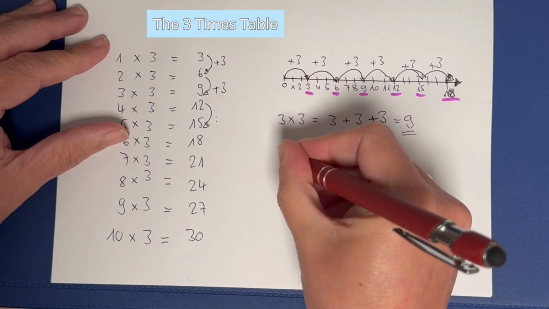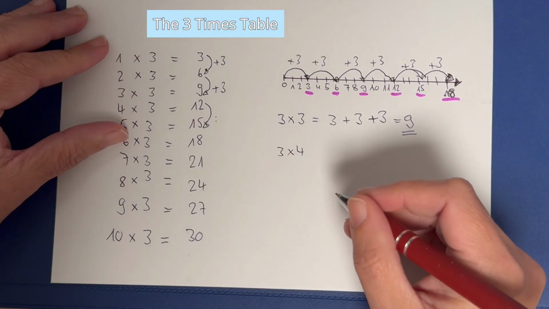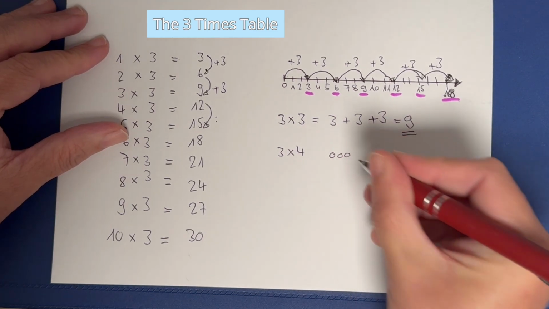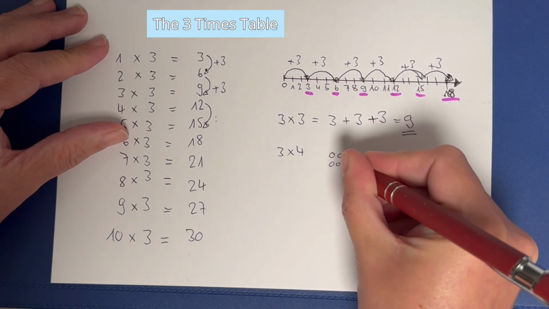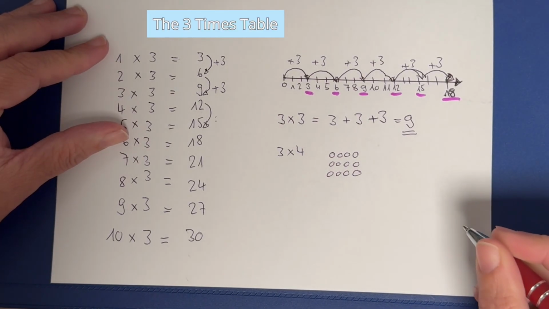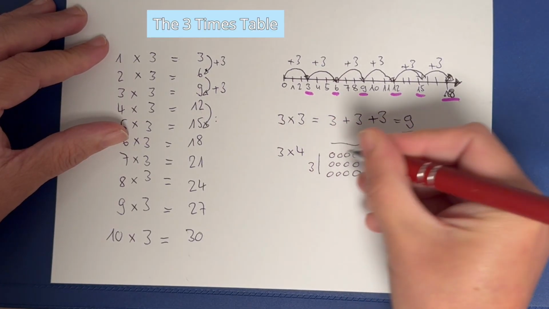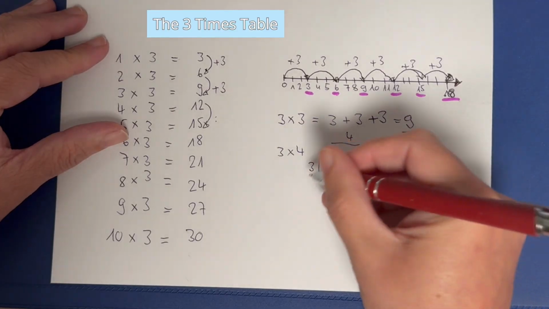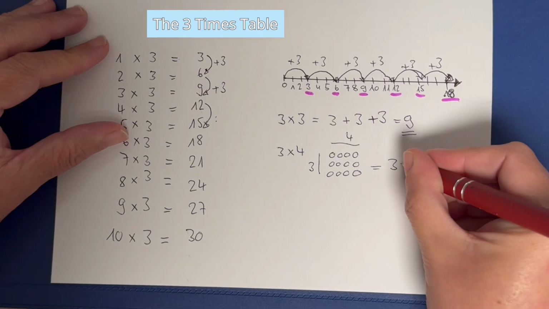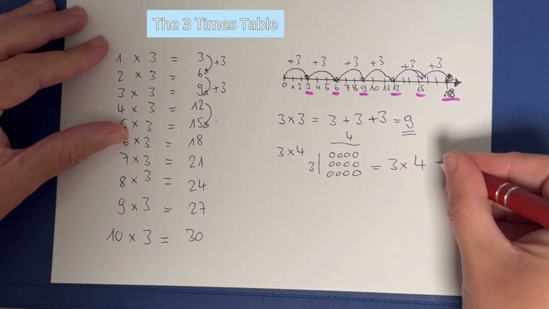We can show multiplication with an array. Let's use the example 3 times 4. An array uses rows and columns, so we can draw dots to help us see the multiplication. Let's count the dots. 1, 2, 3, 4, 5, 6, 7, 8, 9, 10, 11, 12. So here we have 3 rows and 4 columns. That means 3 times 4 equals 12.